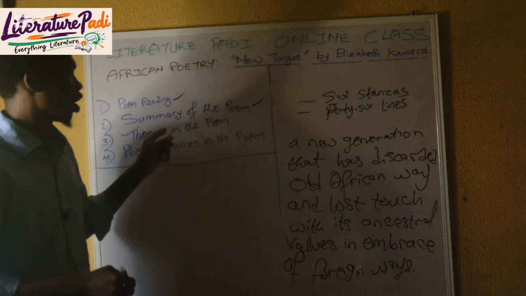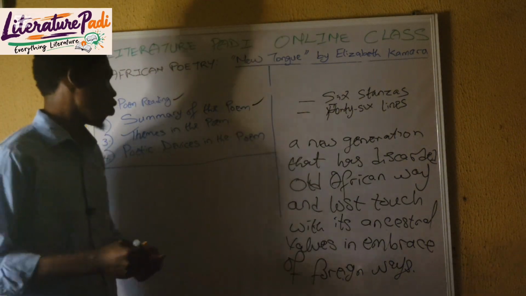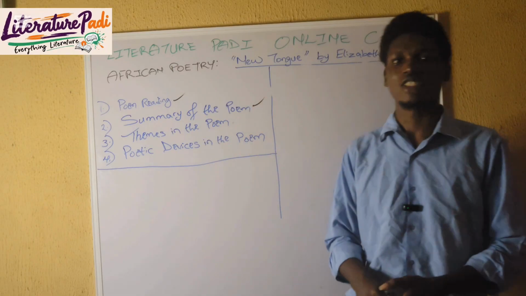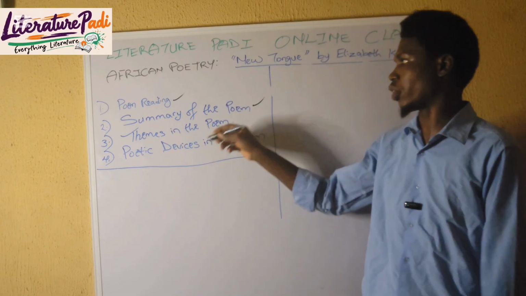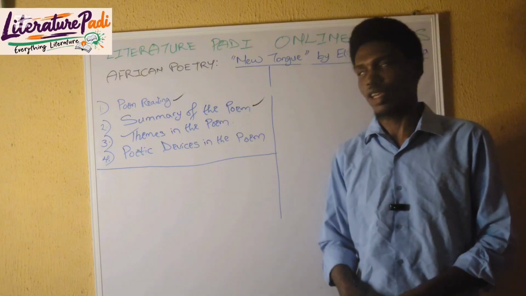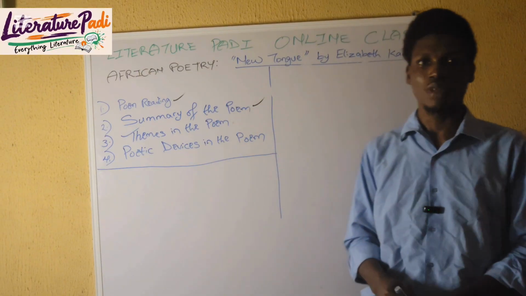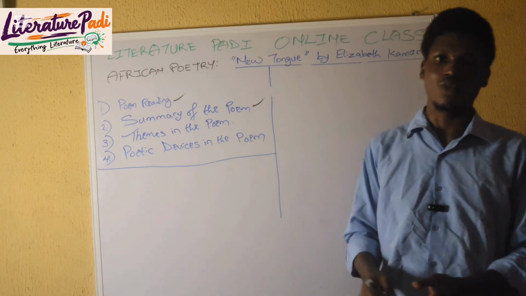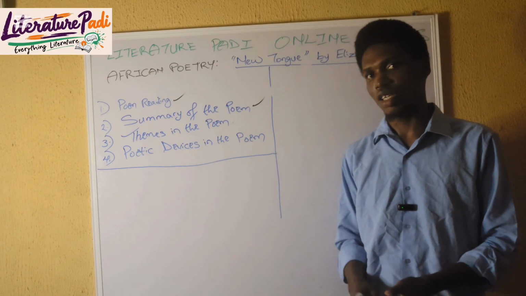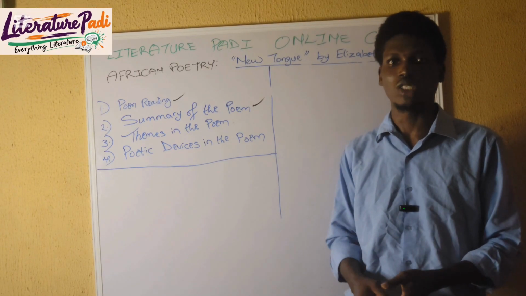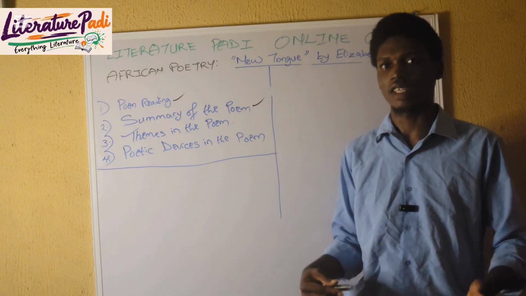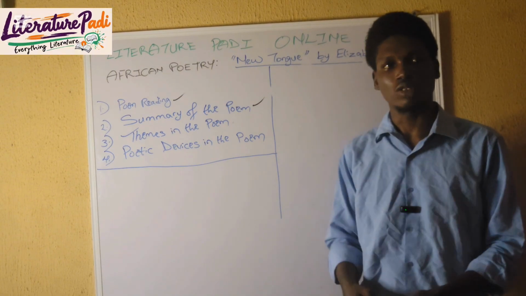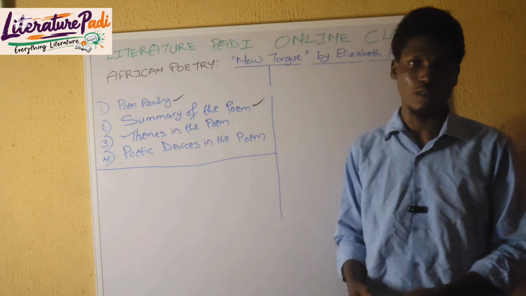So the next thing would be the themes of the poem. The next phase of this lesson is the themes in the poem, the themes in New Tongue by Elizabeth Kamara. So what are the themes in the poem? We all understand what a theme is. Themes are central ideas in a text, and we have an abundance of them in Elizabeth Kamara's poem.